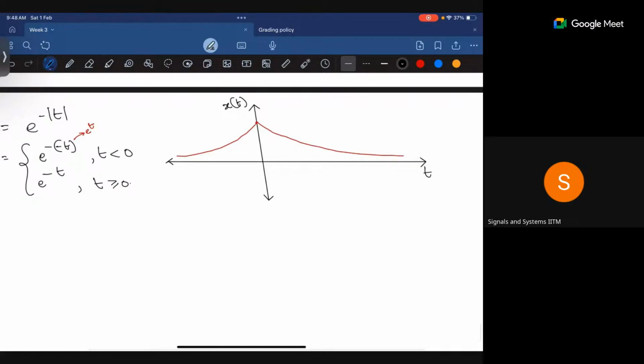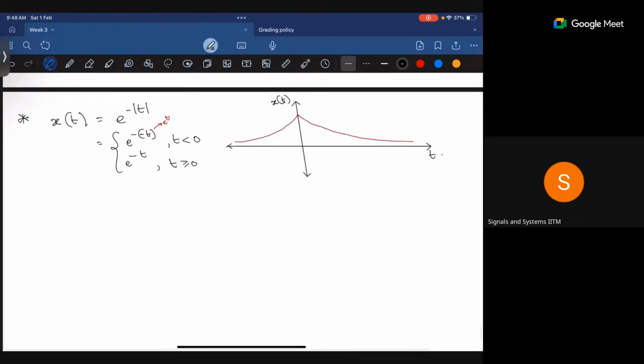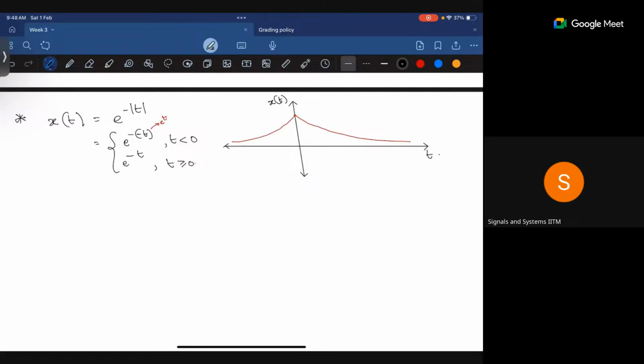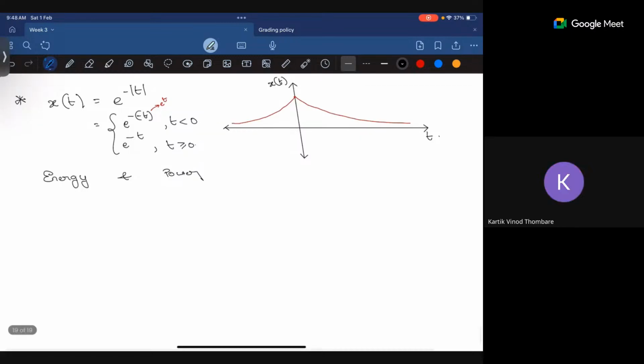And this is t. Now, looking at the graph, what do you think? Well, compute. So let's compute energy and power. So what will be the energy? Energy should be finite, and I think it is 1.